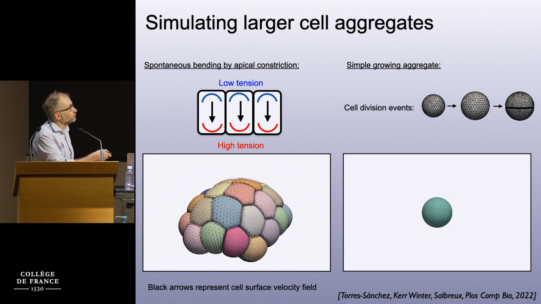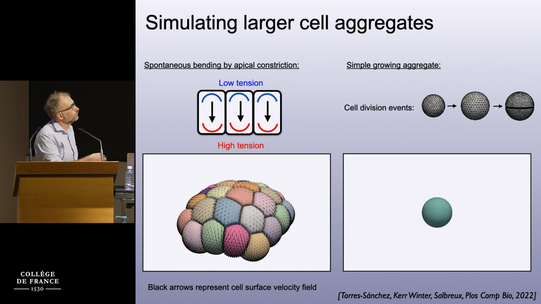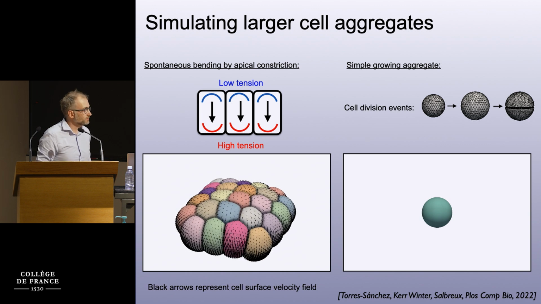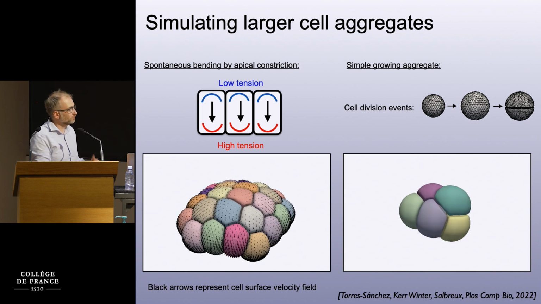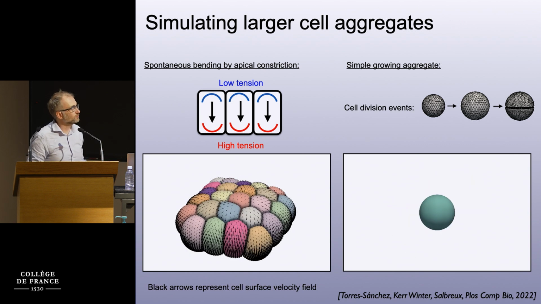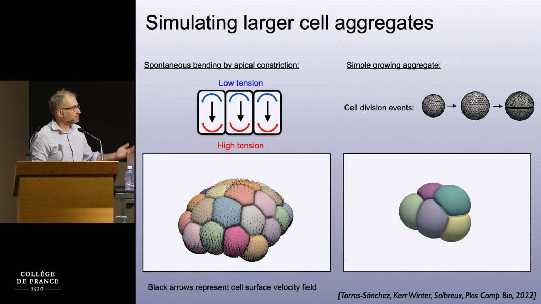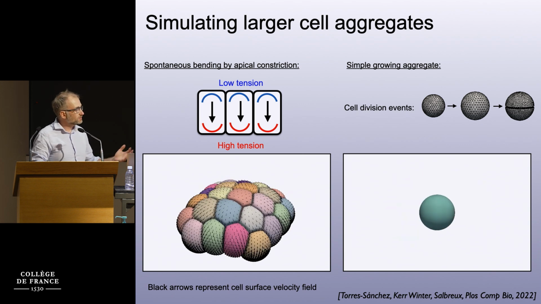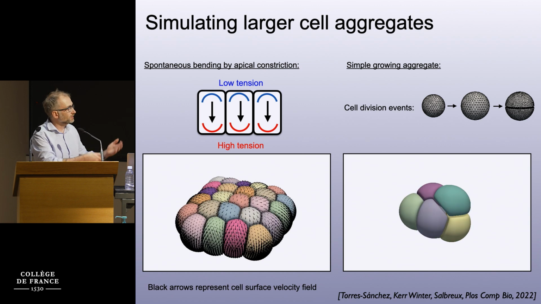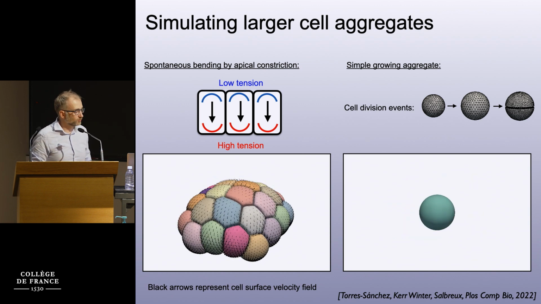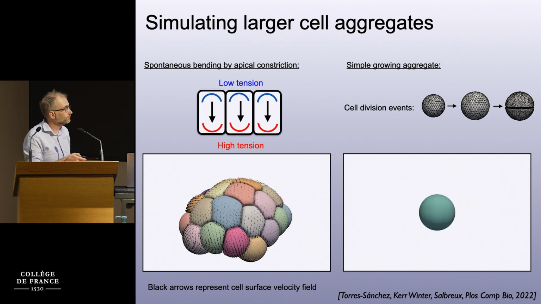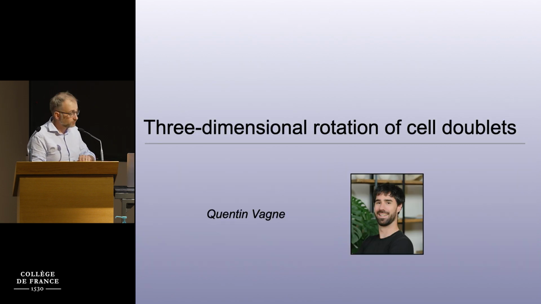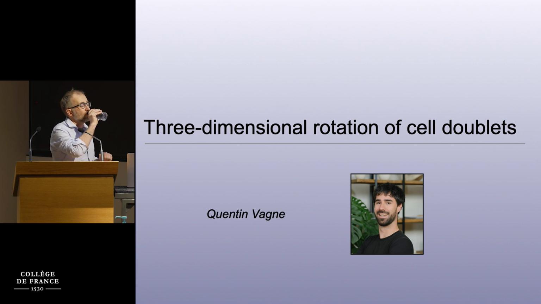But also, in principle, we can solve for the cortical flow on the surface of each cell during this process. And another example of what we do here is to introduce cell division, and then we can simulate this growing aggregate. Here there's relatively basic physics, just uniform surface tension, so we get this relatively homogeneous looking aggregate. So we have developed this tool, and then we wanted to actually look at some real case.